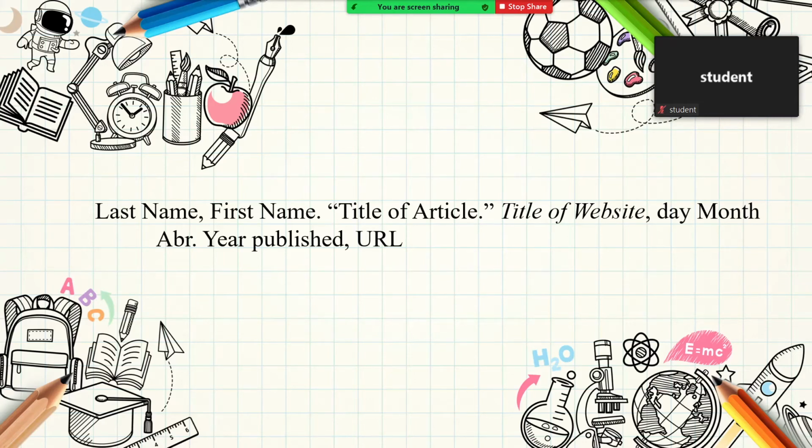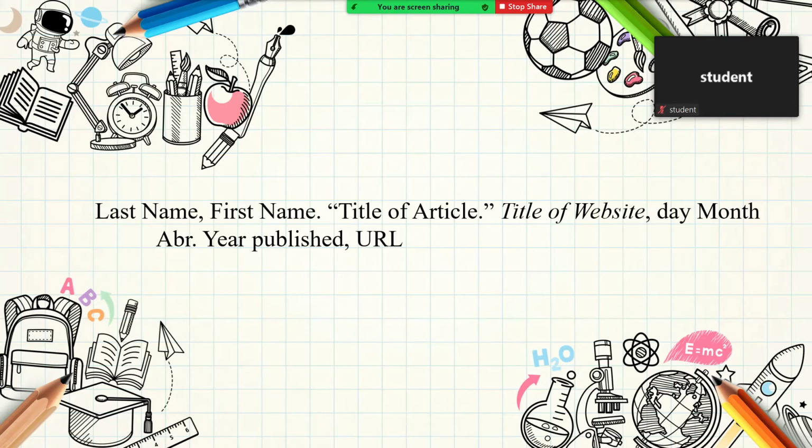And then also, you don't put the date the way we usually do, which is the month, the day, and then the year. In this format, you do the day, then the abbreviation of the month, so March would be Mar. with a period, and then the year, which would be 2022. After that comma, you're going to put the URL in there, the whole thing.